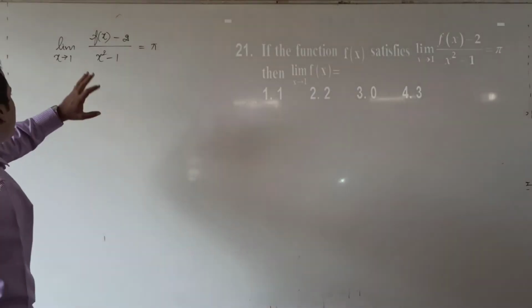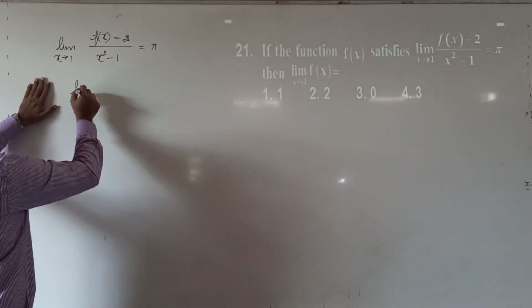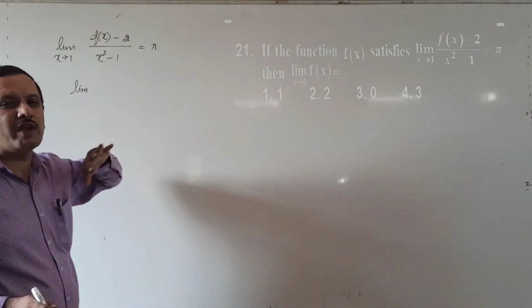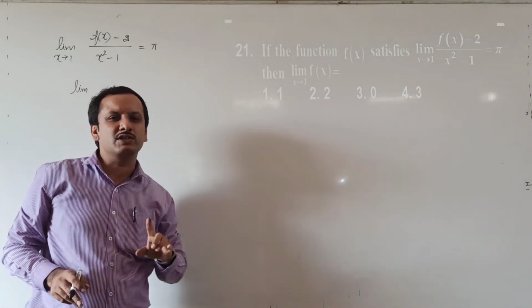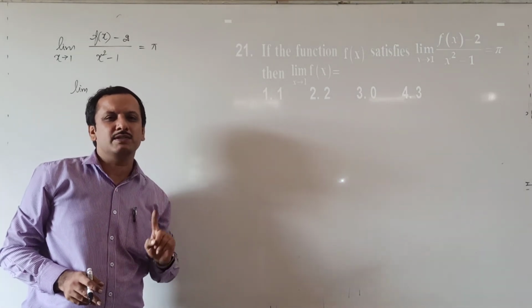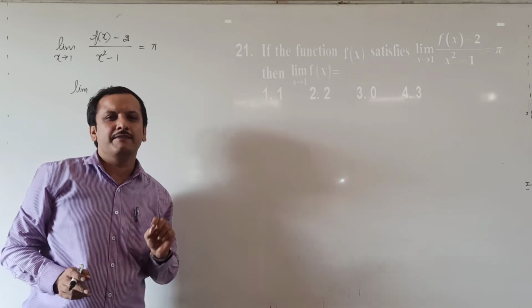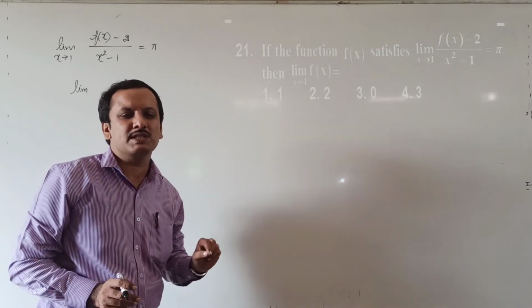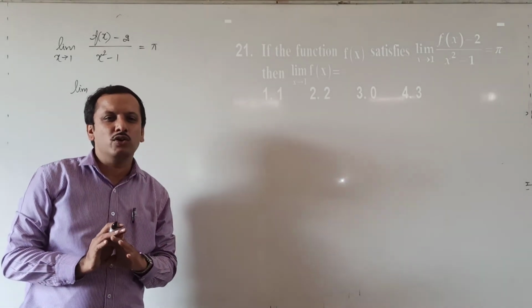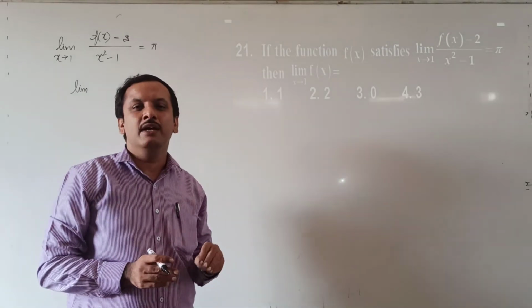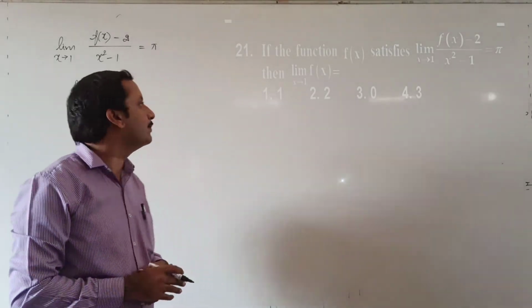Now if I directly apply the limit as x tends to 1, see, don't write f of 1 because we don't know whether f of x is continuous or not. If f of x is continuous at x equal to 1, then only we can write limit x tends to 1, f of x is equal to f of 1. As of now, I don't know because in the question they have not mentioned whether it is continuous or not. Okay.